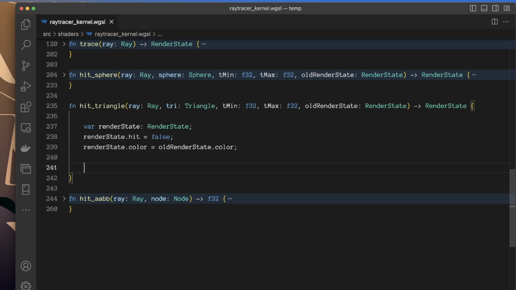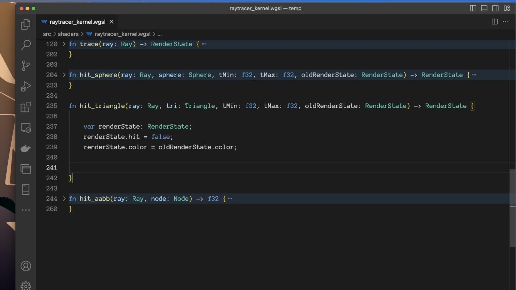I would strongly recommend pausing this video at any point if you want to work ahead a little bit. But here's what I want to do. The first task I want to do is get the edge vectors from A to B and A to C, and also get the normal vector. So have a go at that.